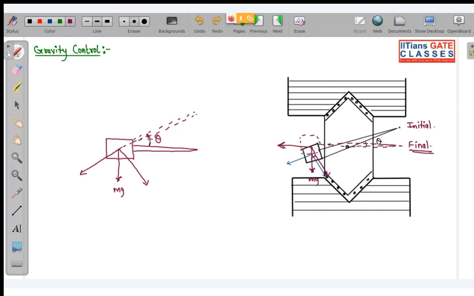See, if this angle is theta, okay, that means this is also the same angle. If this angle is theta, okay, so I am confusing you guys. So let me remove this.